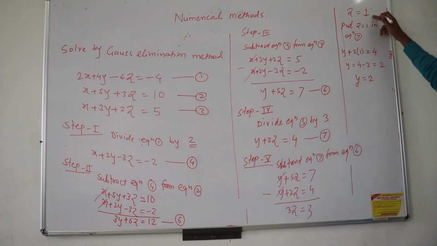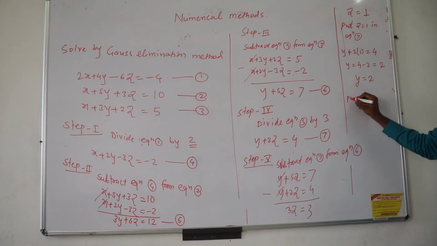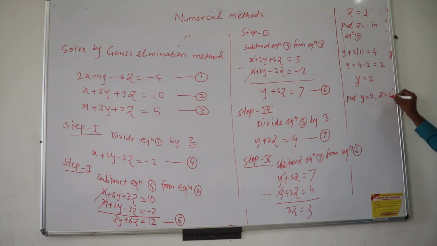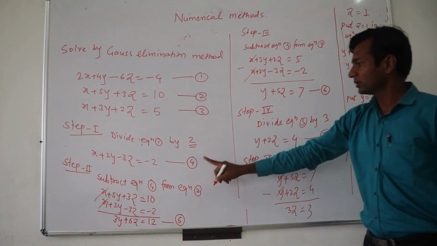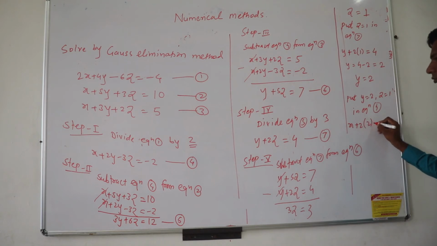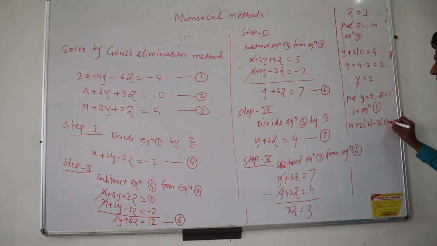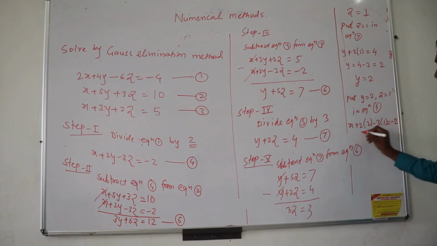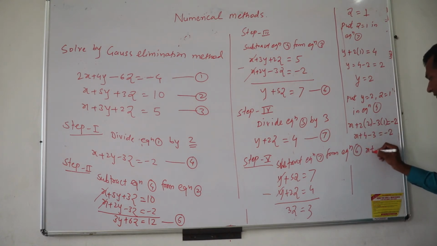Now put the value of z is equal to 1 and y is equal to 2. Put y is equal to 2 and z is equal to 1 in equation 4. So the fourth equation is there. So x plus 2 into 2 minus 3 into 1 is equal to minus 2. So x plus 4 minus 3 is equal to minus 2. So 4 minus 3 is 1. So x plus 1 is equal to minus 2. So x is equal to minus 2 minus 1, which becomes minus 3.